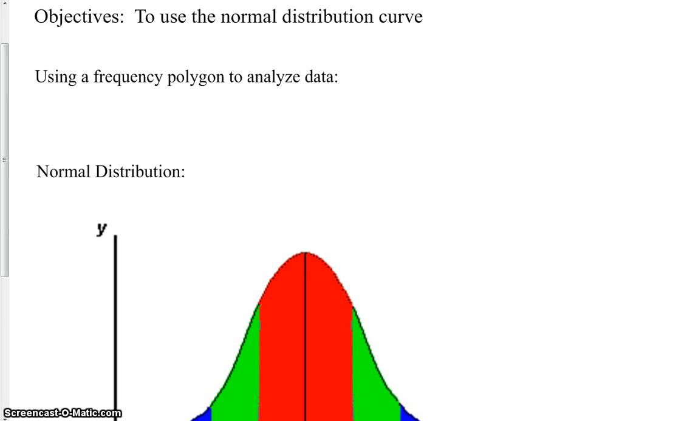Our main objective today is to learn how to use a normal distribution curve. But first we're going to look at the frequency polygons formed by our histograms. If you smooth out the lines to a curve, you can begin to see where the normal distribution curve originates.